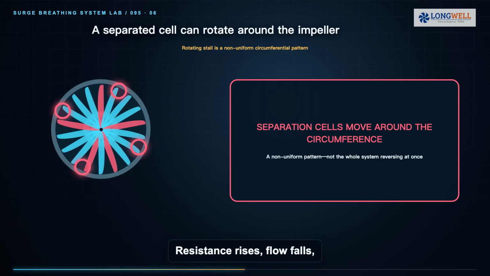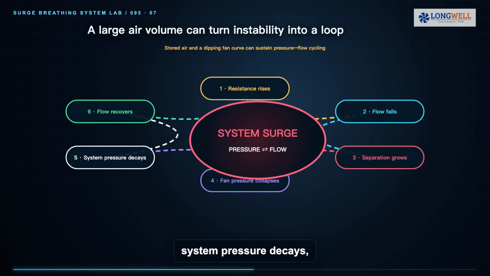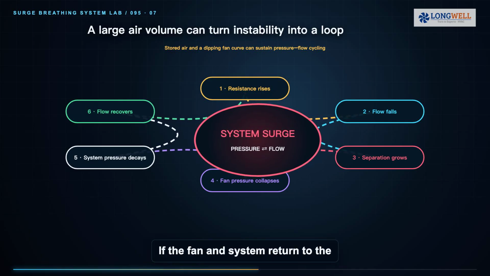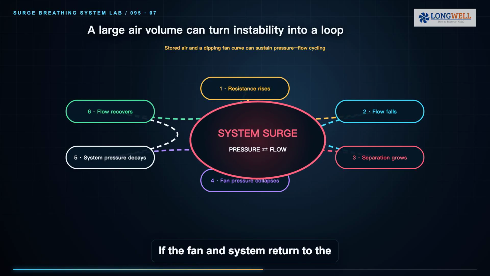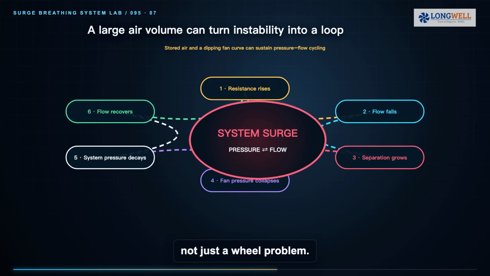Resistance rises, flow falls, separation grows, fan pressure collapses, system pressure decays, then flow recovers. If the fan and system return to the unstable relationship, the cycle repeats. Surge is a system problem, not just a wheel problem.